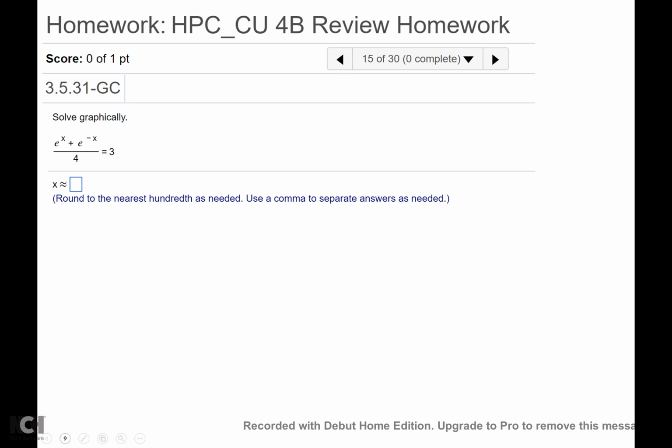Alright, solve. This one says solve graphically. But you know what? I want you to do it algebraically. I think algebraically is almost easier than graphically. I mean, I'll show you graphically, but let me show you algebraically first.